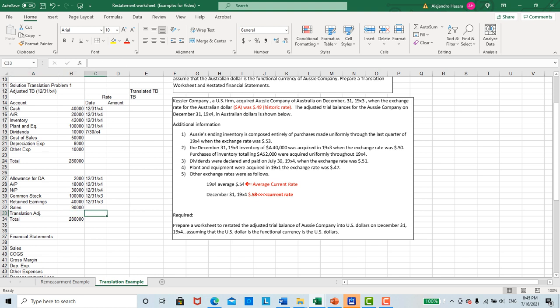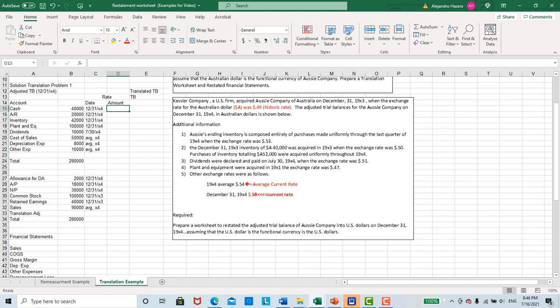So it's not really all that hard. Now we're going to use the average rate for sales and all these expenses. We're going to use the average rate because we're assuming that they're incurred throughout the year. So I'll just say this is going to be the X4 average. That same is going to be true for these items here, which will be 54 cents.